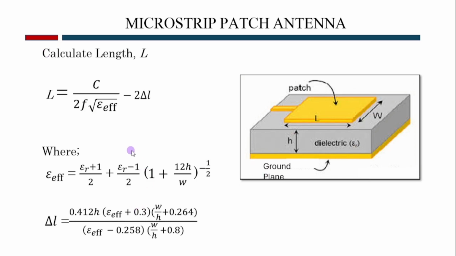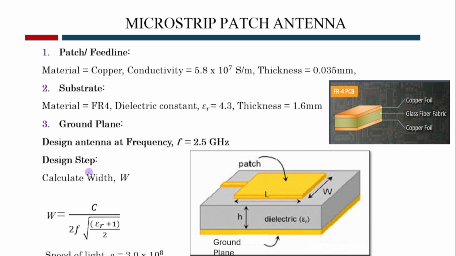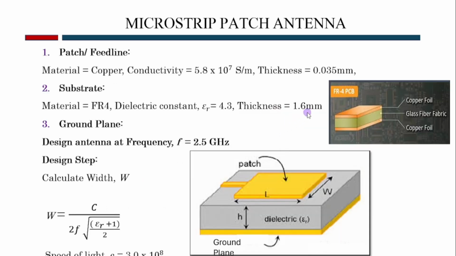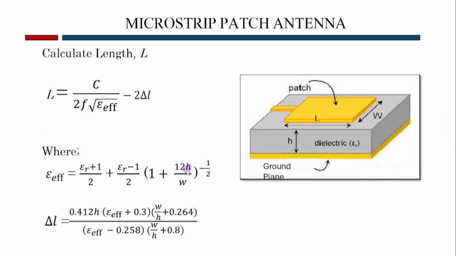Next, you need to find the length. The formula is c divided by 2f times the square root of the effective dielectric constant, minus 2 delta L. So before you calculate L, you need to find the effective dielectric constant by using this formula. You know the dielectric constant of the substrate is 4.3, and then h, the height or thickness of the substrate, is 1.6 millimeter, which you put in the formula, divided by the width, which you found from the previous calculation.